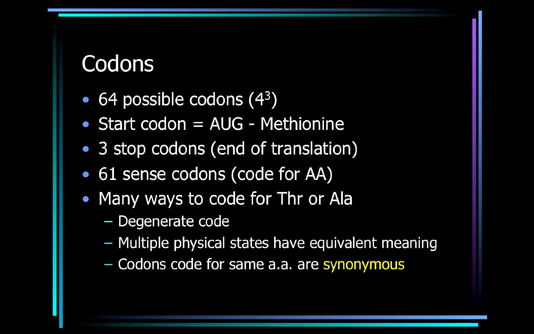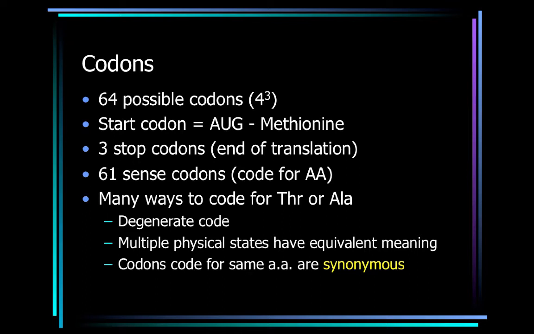So codons are going to be set up in a couple of different ways. Keep in mind the codon is going to be three nucleotides in a sequence together, and of those 64 possible codons, one is going to be the start codon or methionine, and then there's going to be three of those stop codons that we just saw on the previous slide. Therefore, there is going to be a total of 61 sense codons that code for amino acids.